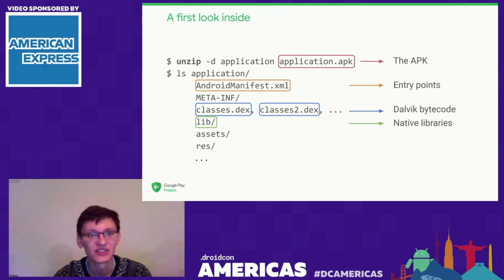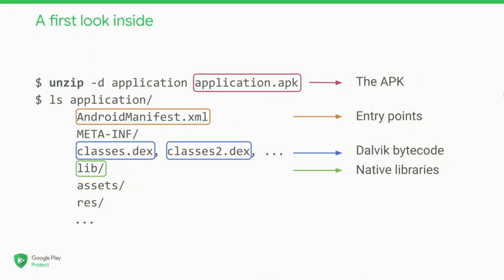Okay, so jumping into looking at APKs. If you actually get an app, you get the APK file, and it's really just a zip folder. So you can go ahead and unzip it and take a look around inside. And these are the things you'll commonly see.